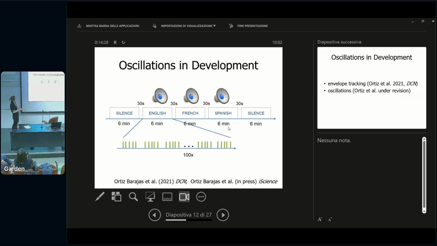We also measured baseline or resting state in silence before and after. And so what we did was, for various reasons we could discuss later, we gave 100 repetitions of the same sentence to a single child, but different sentences across children. So the results are generalizable beyond the single sentence, but within a child, it's always the same sentence, and there are translation equivalents across the languages.